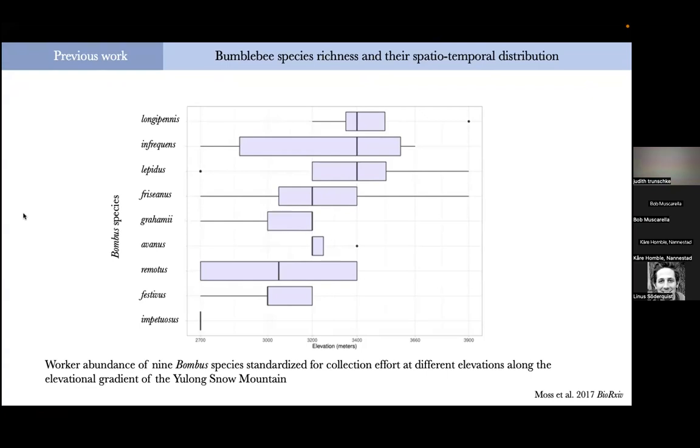This is showing you the elevational distribution of the 9 most common species. What we should put our focus on is that there are some species that have a really narrow elevational range, so they are restricted to one specific elevational meadow, whereas other species really occur across the entire elevational range. In specific, the most abundant Bombus piedianus and also Bombus lepidus can really be found across the entire elevation.